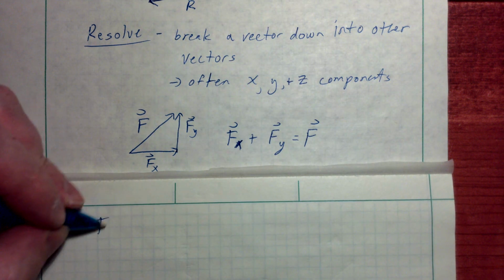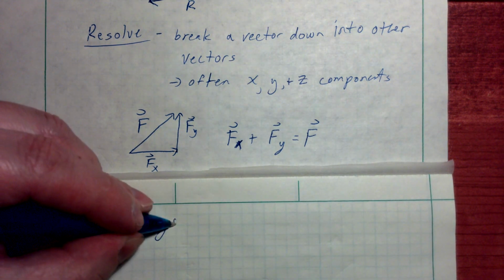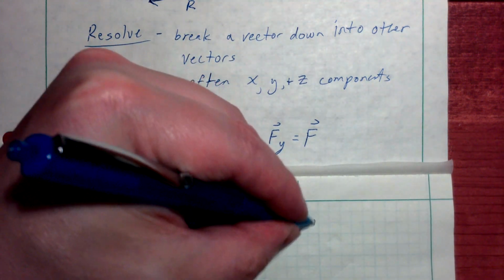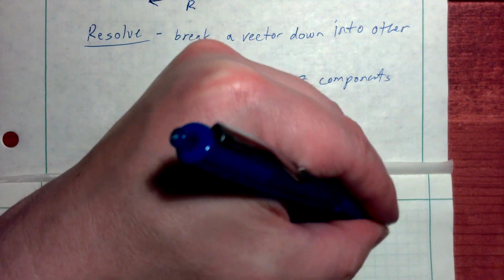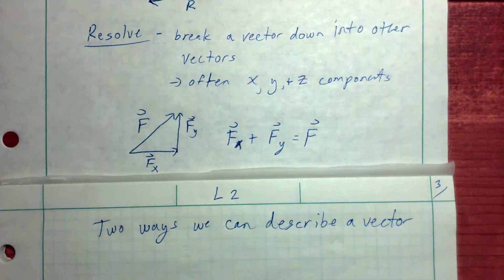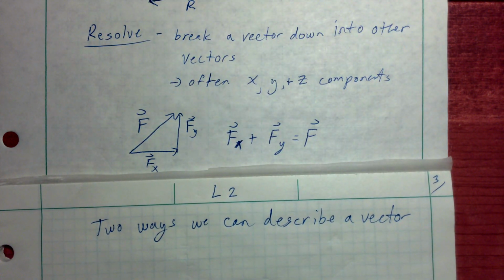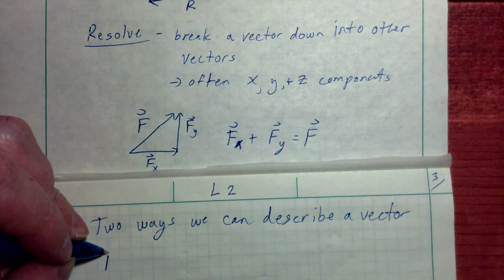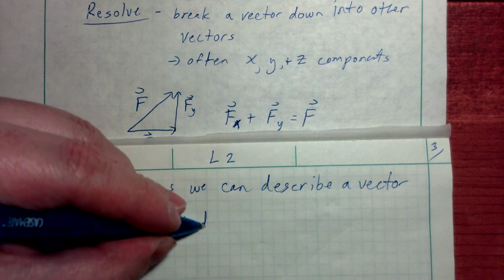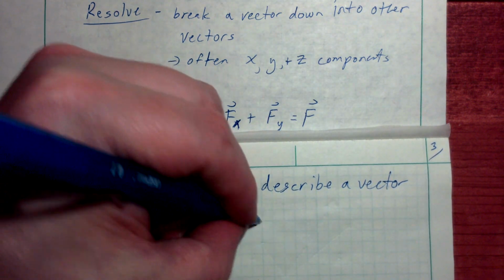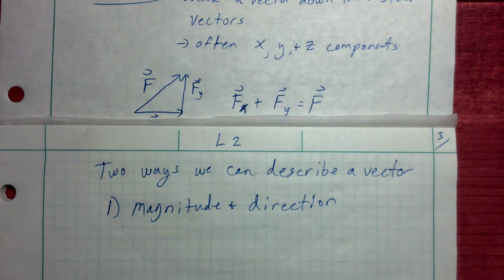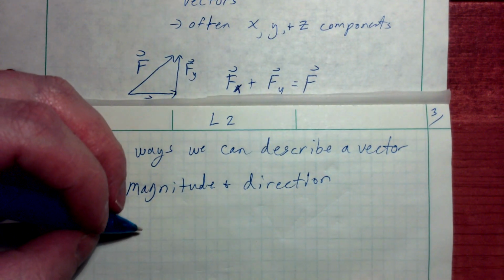This gives us two ways we can describe a vector. This is L2, page 3 of something. Two ways we can define a vector. Number one is by magnitude and direction. This is often what we will teach people in a Physics 1 class, how to define a vector, is by magnitude and direction.